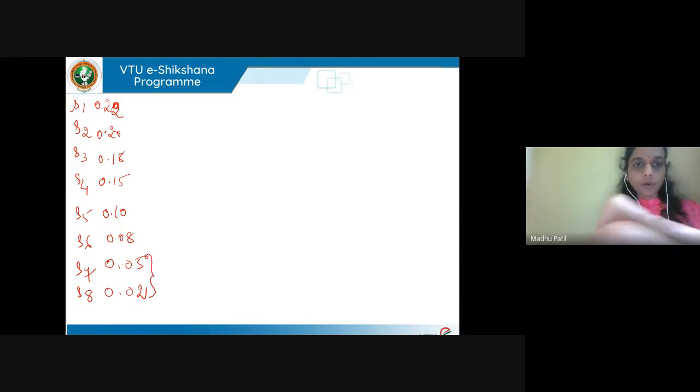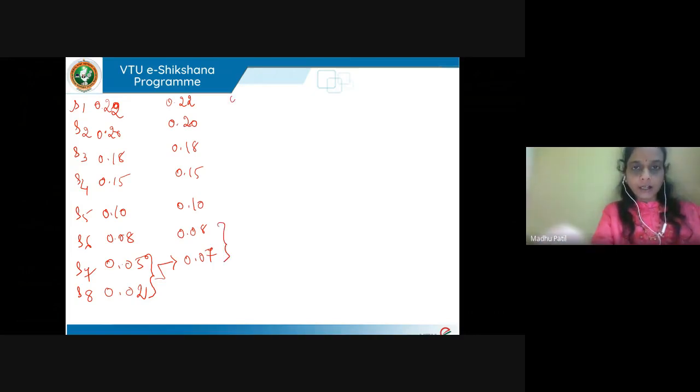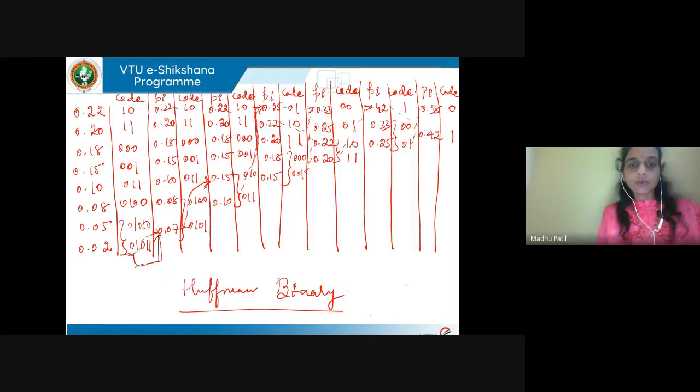So in the first step, we have to take the last two symbols and form the composite symbol by addition. So I get 0.07. I write 0.22, 0.20, 0.18, 0.15, 0.10, 0.08 as it is, and the addition of the last two is 0.07. Next, I take the last two symbols and get 0.15. Again I write 0.22, 0.20, 0.18, 0.15, 0.10 as it is. The composite symbol is 0.15, which is greater than 0.10, so it should go here, and this 0.10 should come down.